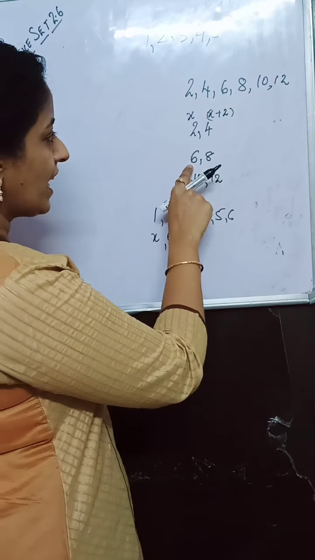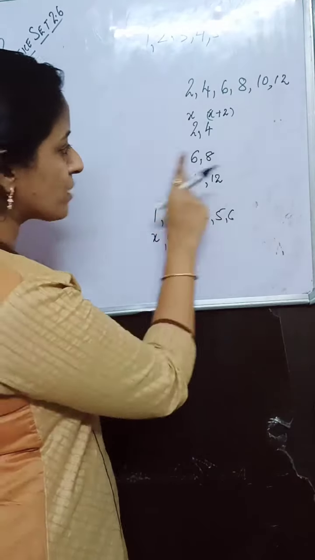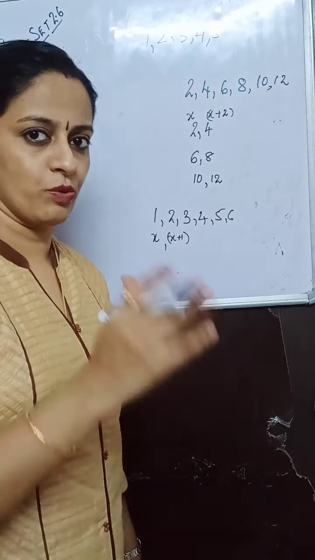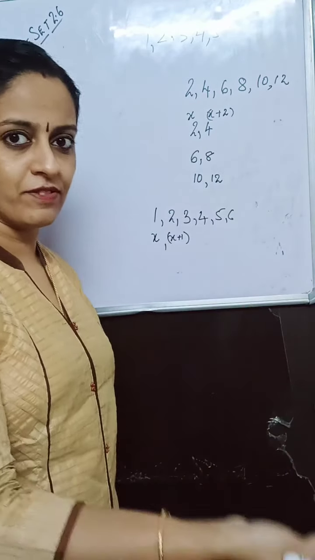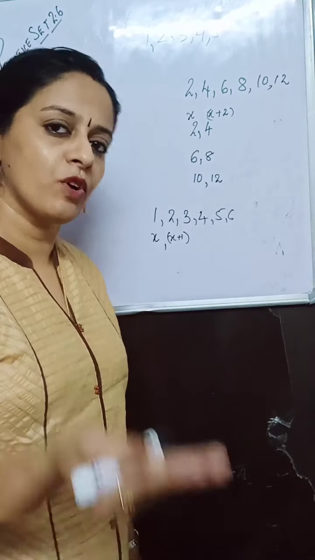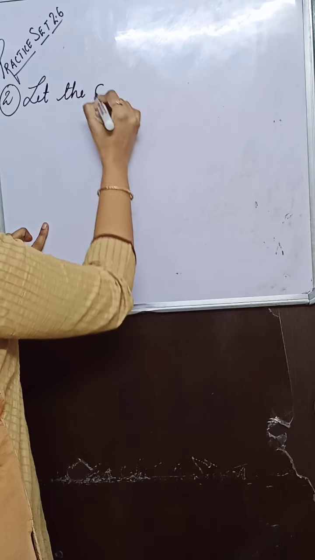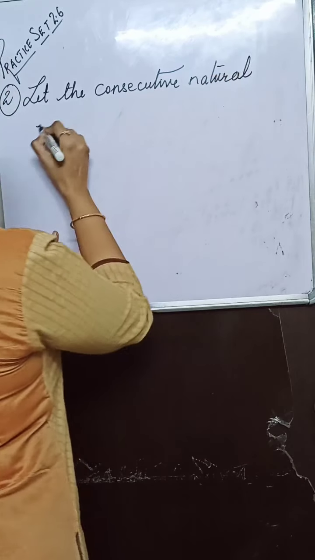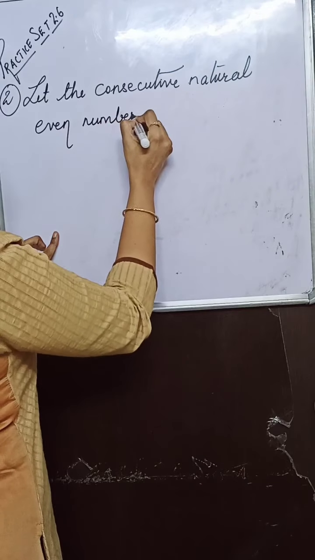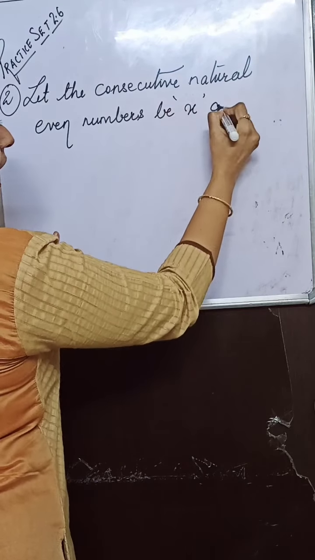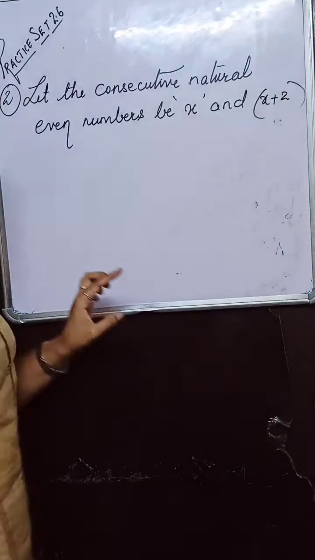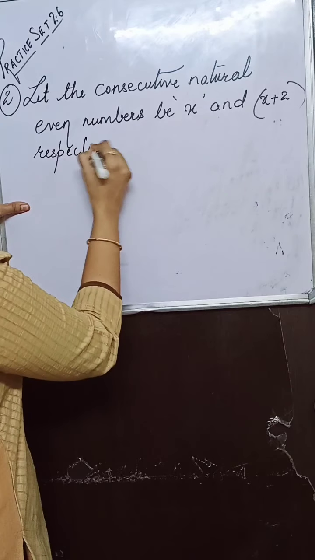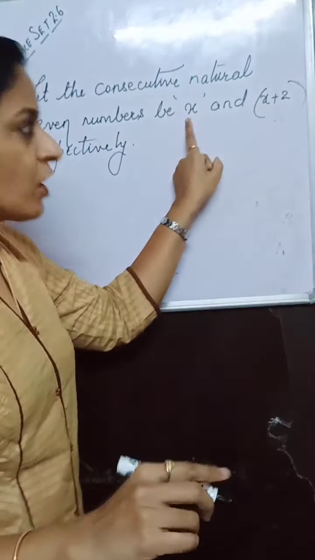Understood? Now see, 6. Then 6 plus 2 is 8. 10. 10 plus 2 is 12. So if the first even number is x, then its consecutive even number will be x plus 2. You will add 2. 10 plus 2 is 12. 12 plus 2 will give you the next even number 14. So write down: let the consecutive natural even numbers be x and x plus 2. First number is x, the next even number will be x plus 2 respectively. So first even natural number we got and the consecutive number we got.